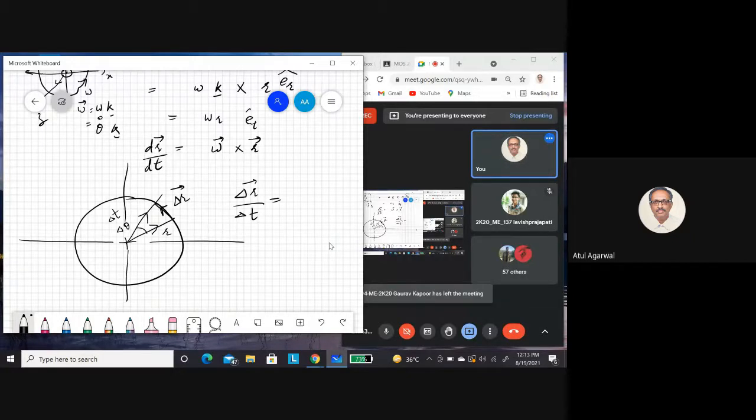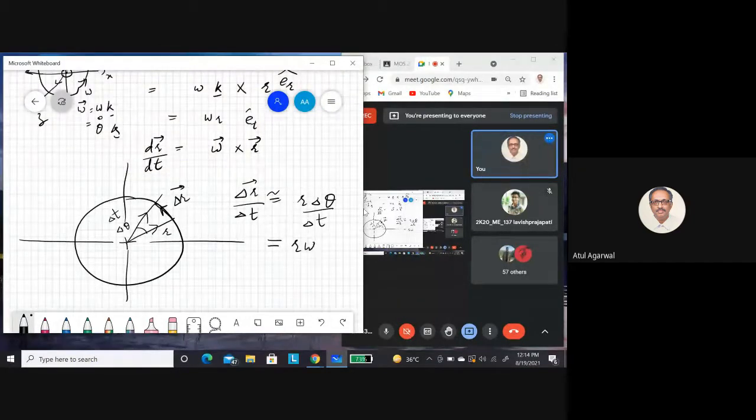So what is the delta R by delta T? What is the value of delta R? Lavish, we had done it earlier. This is arc of a circle. So delta R will be delta theta into R. Very good. So this is roughly close. You want chord of the circle, not arc. But as delta theta goes to 0, it is almost equal. Now this is a delta R by delta T. So this is equal to what? Delta theta by delta T is what? R omega. Is it alright? And what is the direction? Direction is tangential to the circle. So this is your dr by dt.